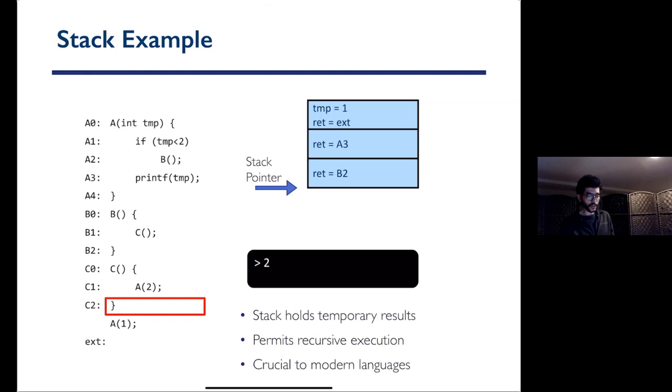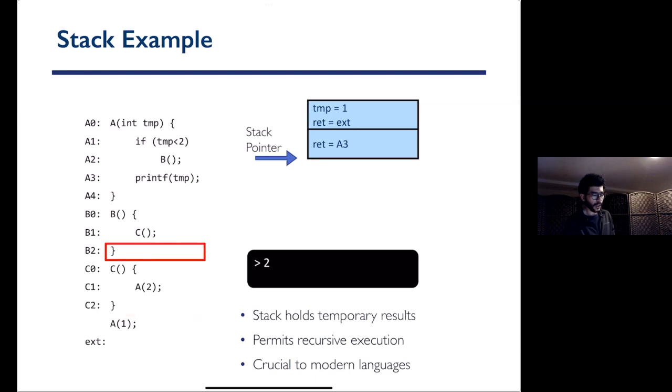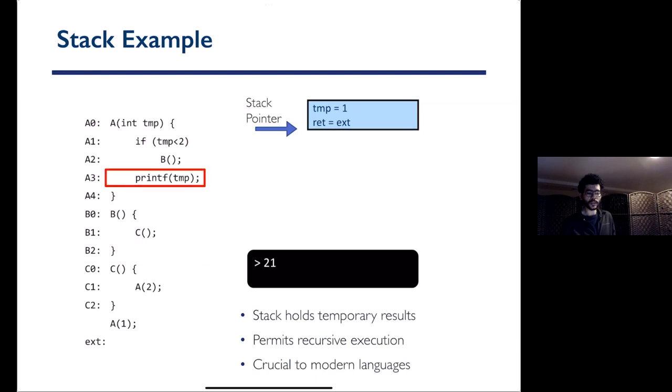Now at C2, again, it's a return instruction. So I have to return from function C. Where do I return? Well, I look at my stack. I see what is stored on my stack. It's B2. So I'm going to jump to B2. Again, B2 is a return from function B. So where do I return? I look at my stack. I see I should go to A3. And that's what I do.